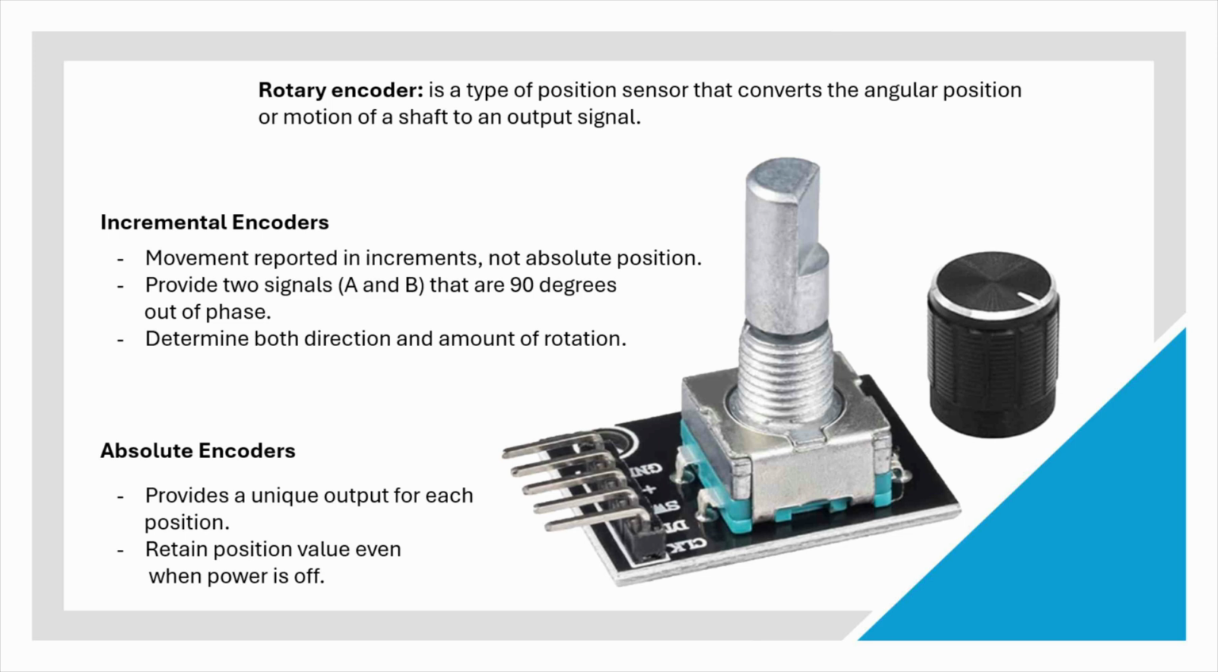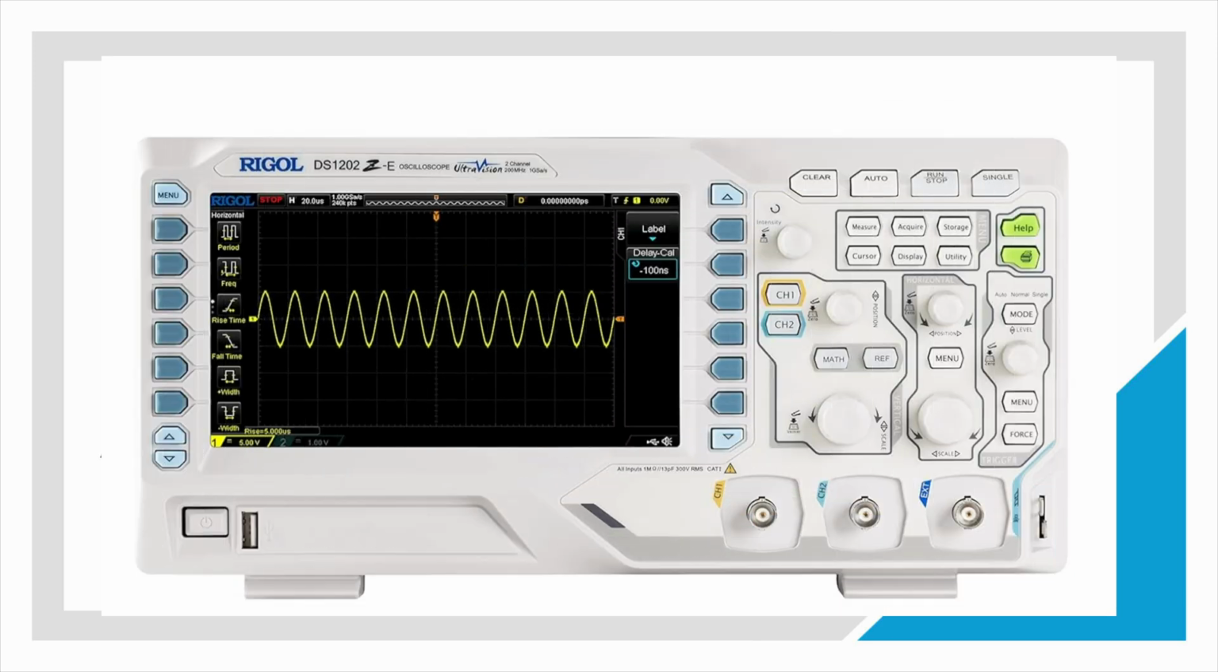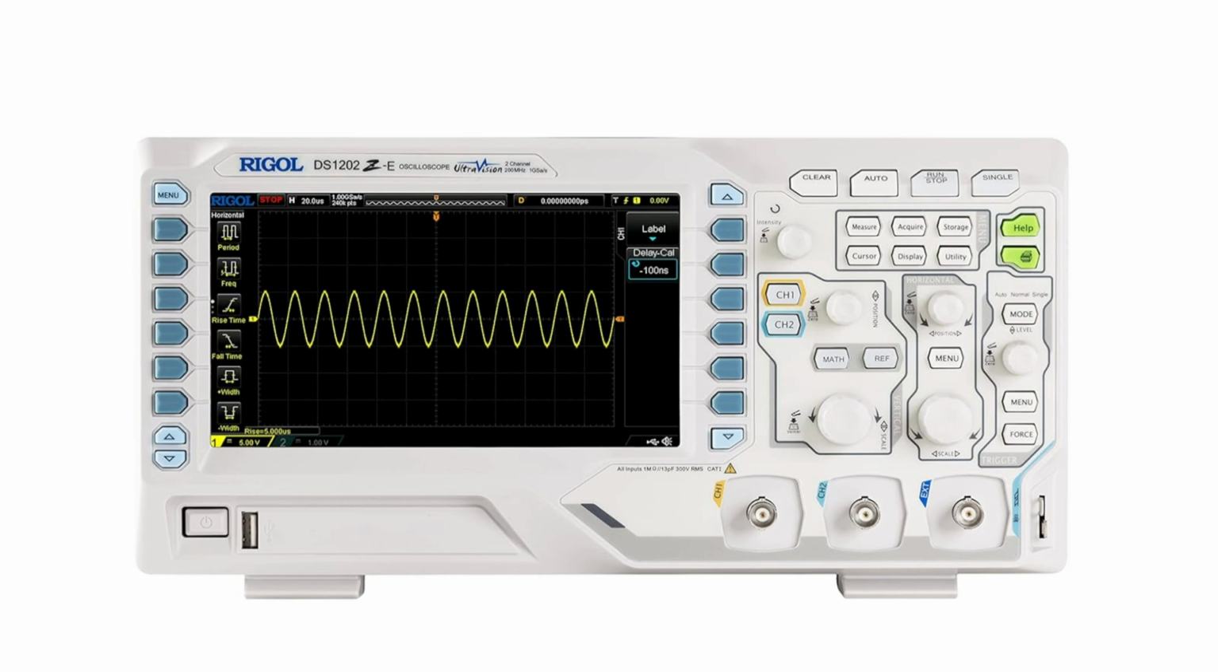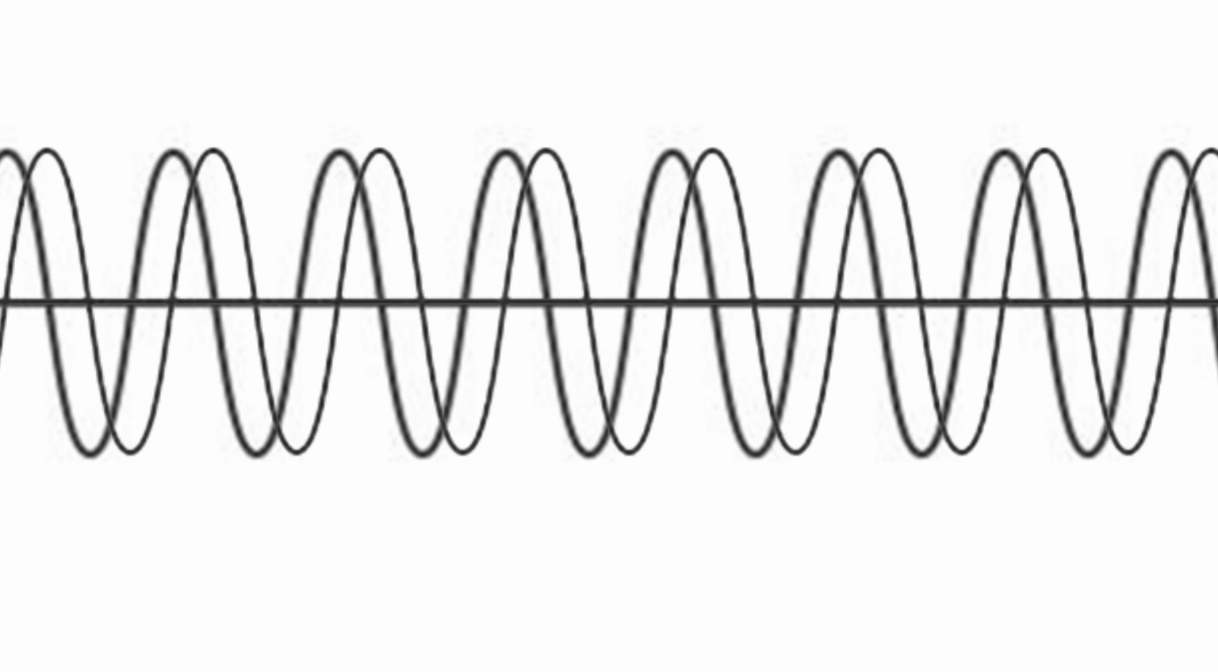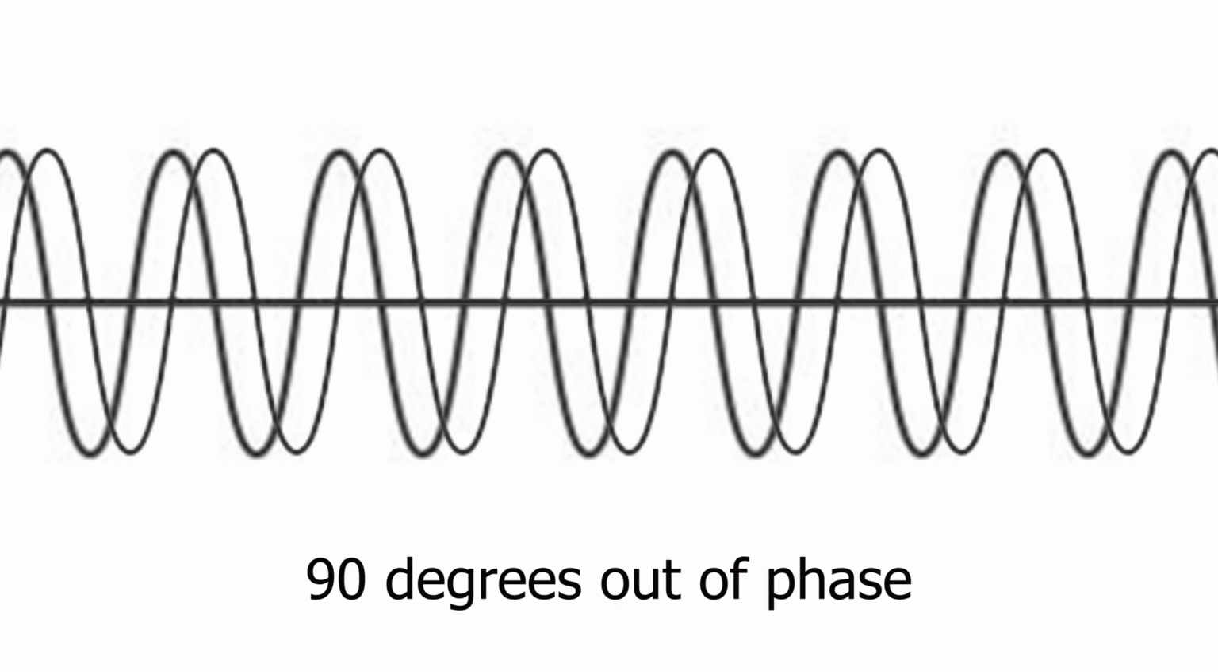It provides two signals, usually referred to as A and B, that are 90 degrees out of phase, and that allows you to determine both the direction and the amount of rotation. The term out of phase refers to the relationship between two waveforms when they don't perfectly align. And when the signals are 90 degrees out of phase, as in the case with these rotary encoders, it just means that when one signal reaches its peak value, the other signal is at zero.